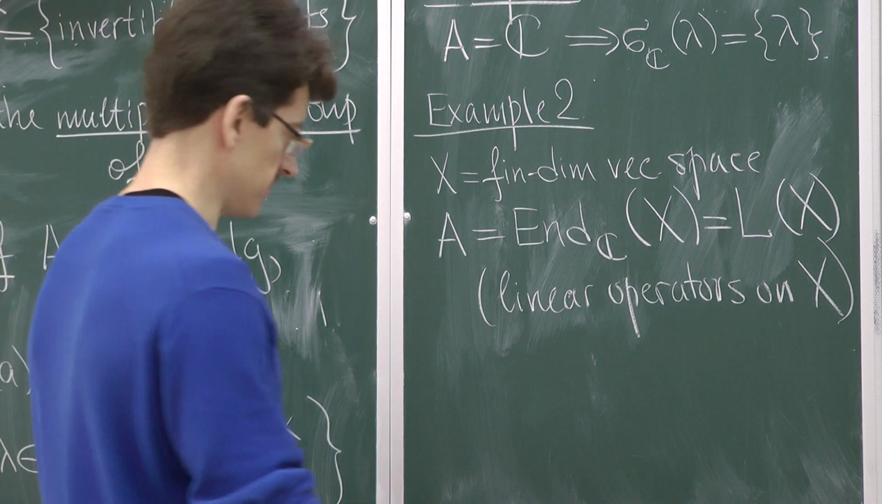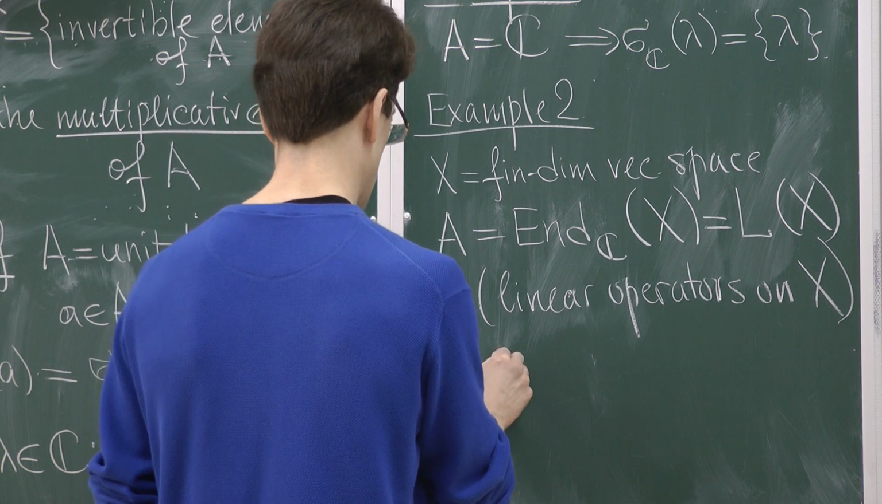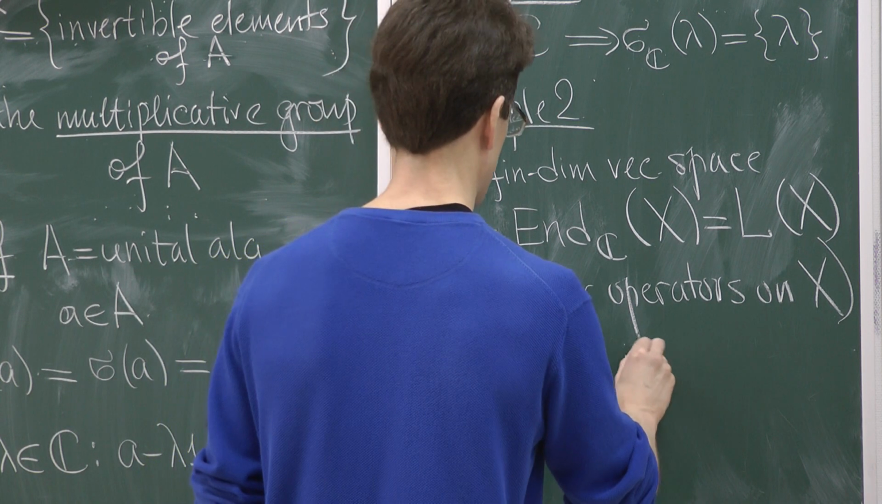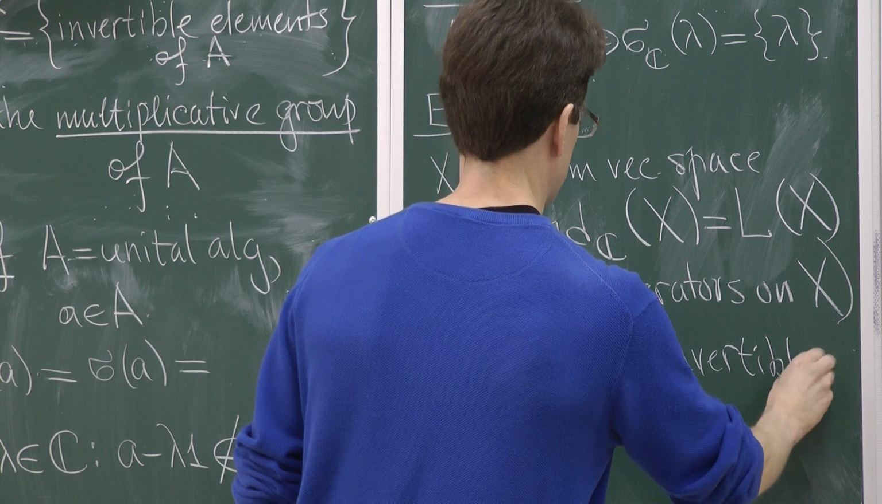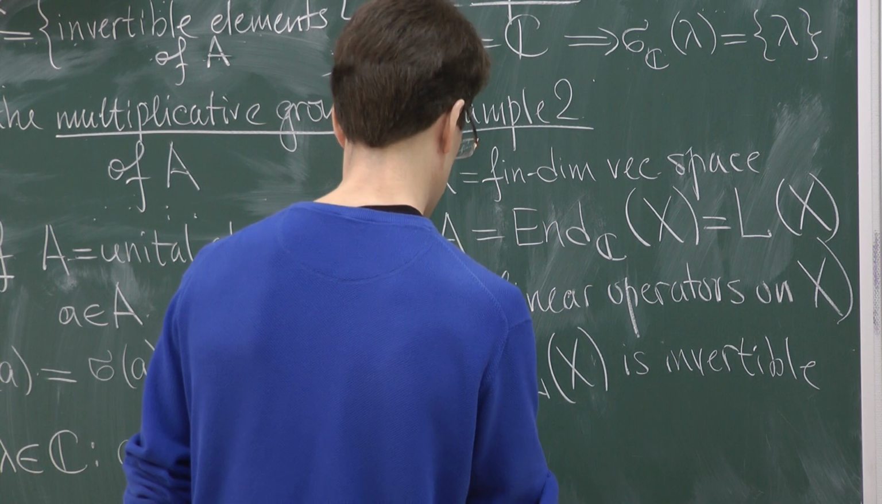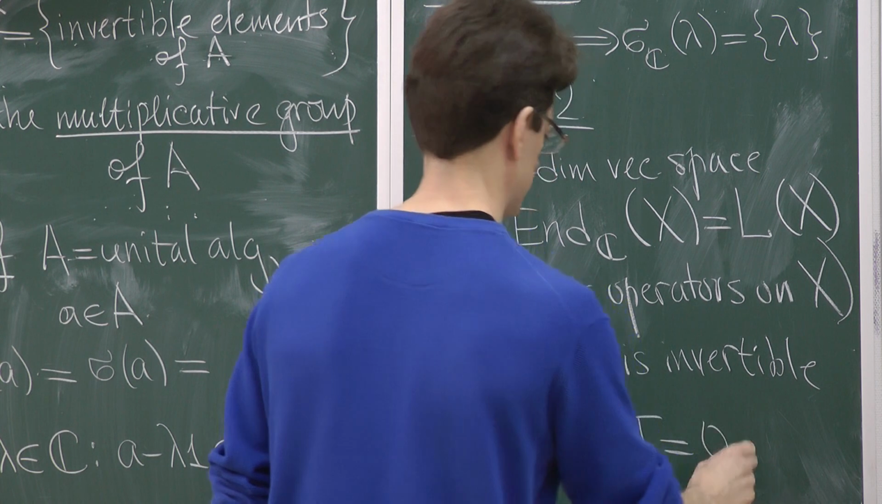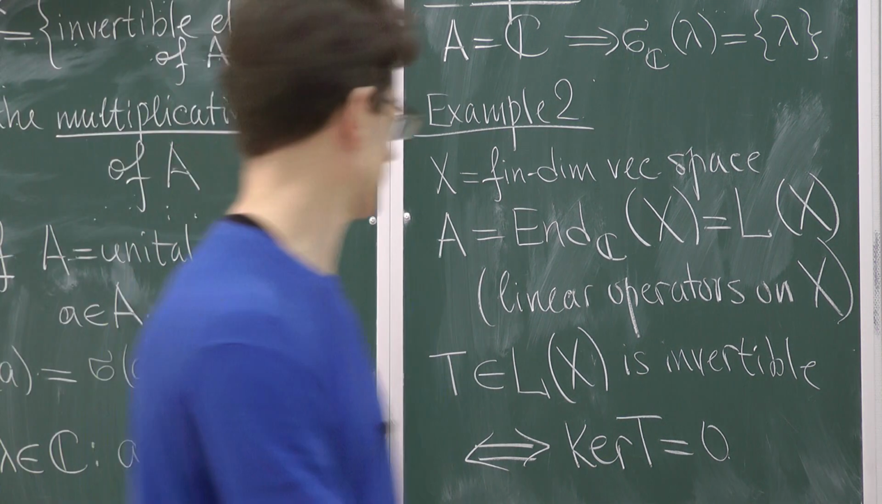So we know from our linear algebra course that a linear operator on a finite dimensional space is invertible if and only if its kernel is trivial. This is a standard result from finite dimensional linear algebra.